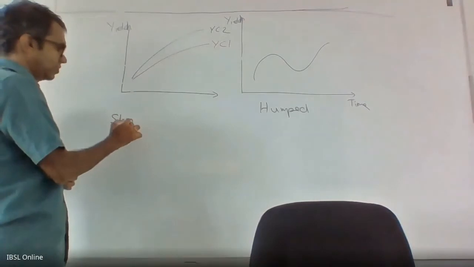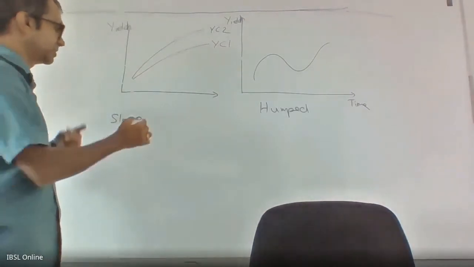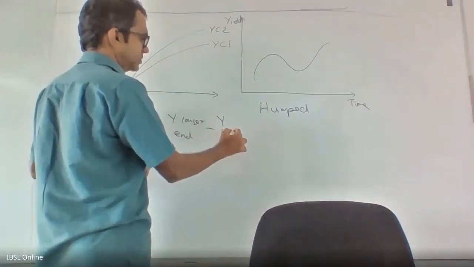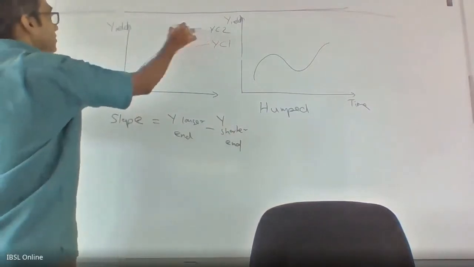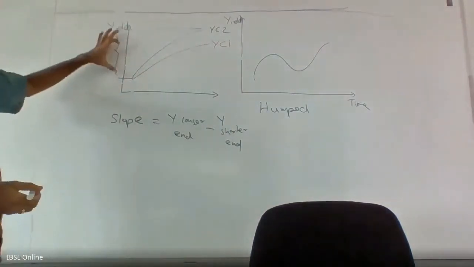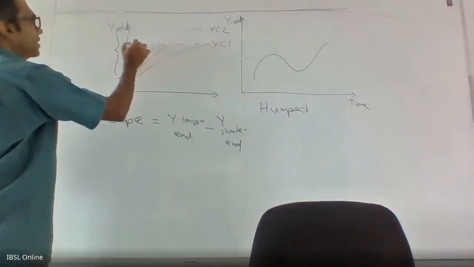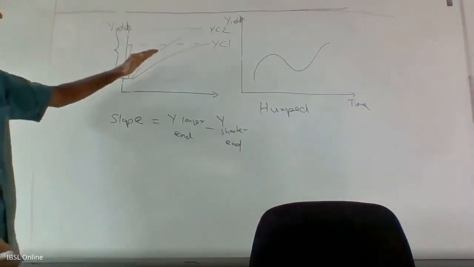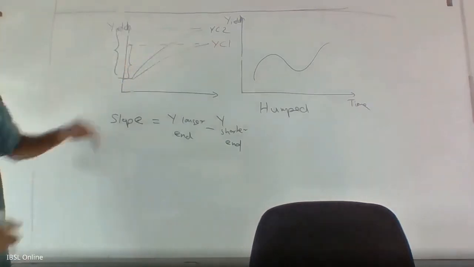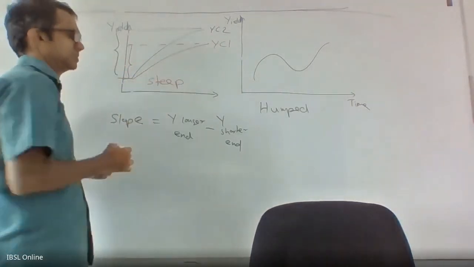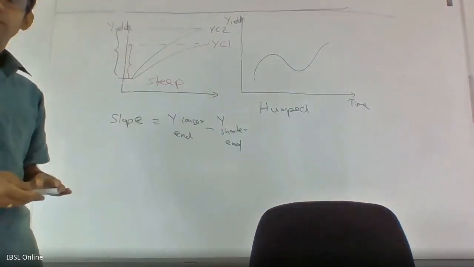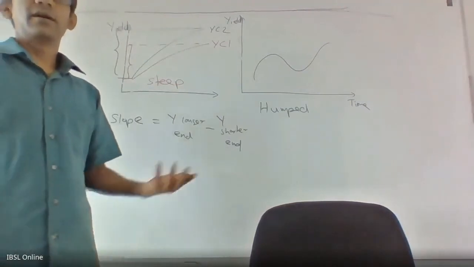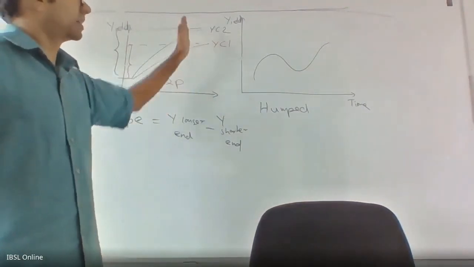We measure this slope in the yield curve in a simple manner: yield in the long end minus yield in the short end. What is the difference between these two? You can see in this yield curve that the difference is high compared to this. So steepness is a relative concept. Yield curve 2 is a steep yield curve. There's a high slope. What does it mean? With time, yield increases at a higher rate.